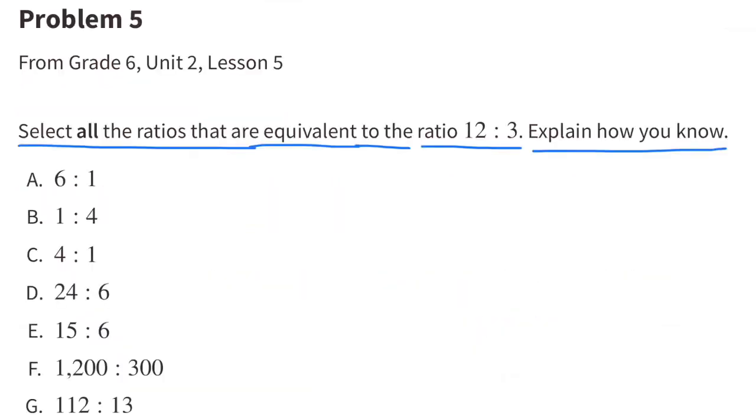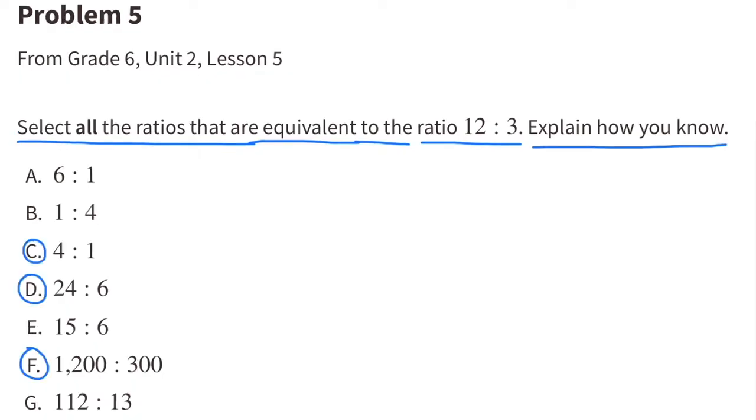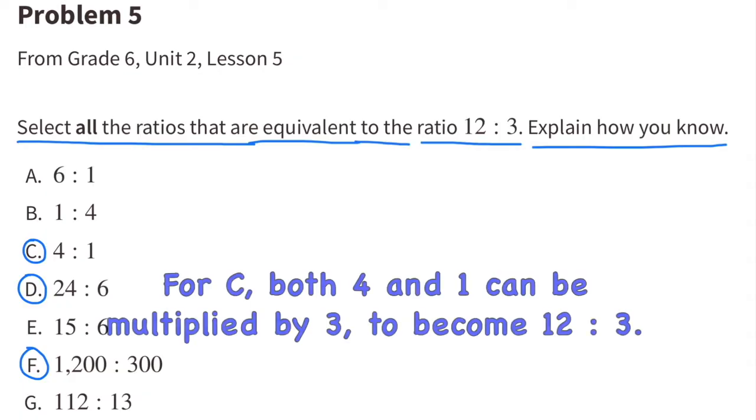Number 5. Select all the ratios that are equivalent to ratio 12 to 3. Explain how you know. C, a 4 to 1 ratio, D, 24 to 6 ratio, and F, 1,200 to 300 ratio. For C, both 4 and 1 can be multiplied by 3 to become 12 and 3. So a 4 to 1 ratio is equivalent to a 12 to 3 ratio.